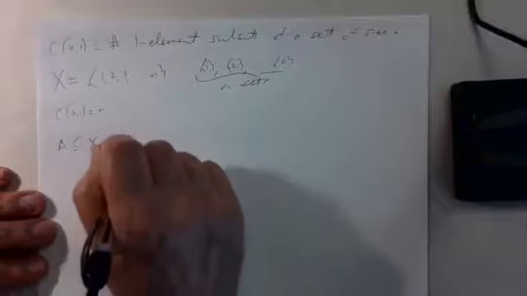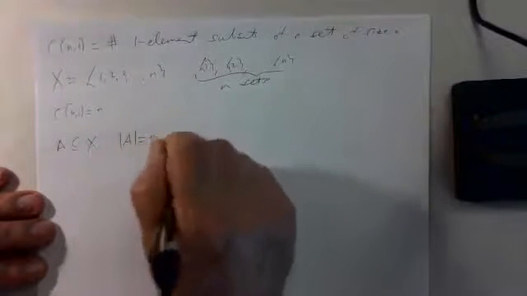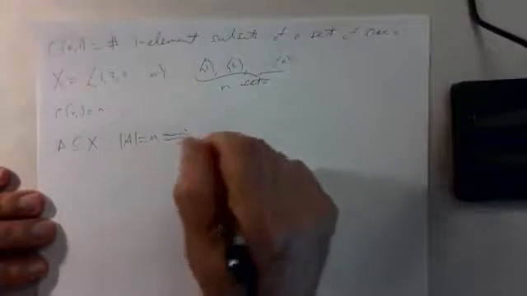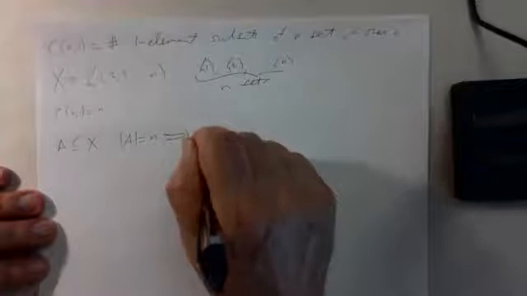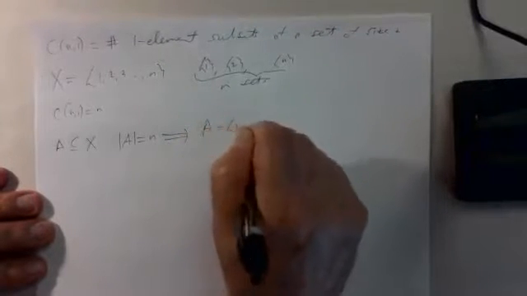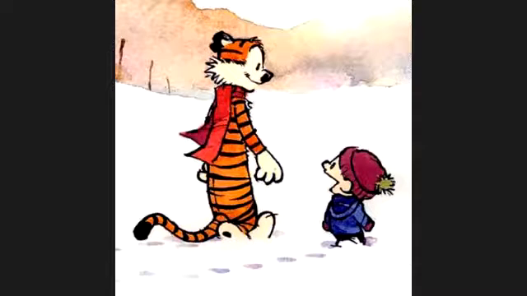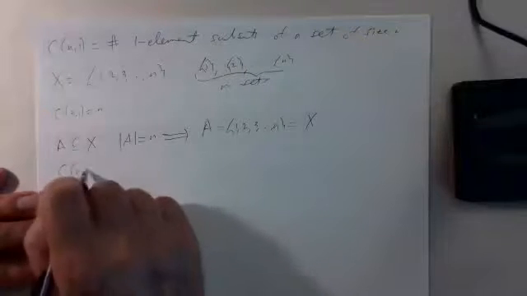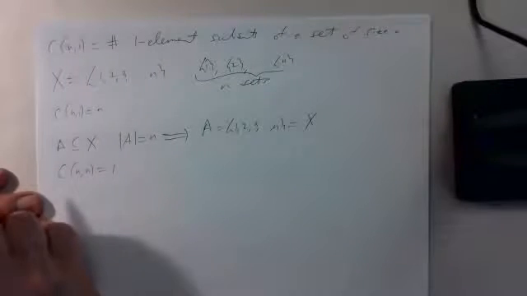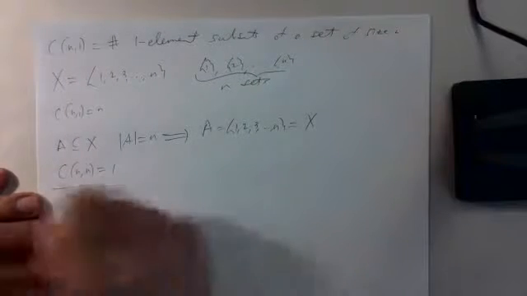And if A is contained in X, and the cardinality of A is equal to n, well, the only n element subset of a set of size n is the whole set. So the number of n element subsets in a set of size n is exactly 1. There's only one possibility.